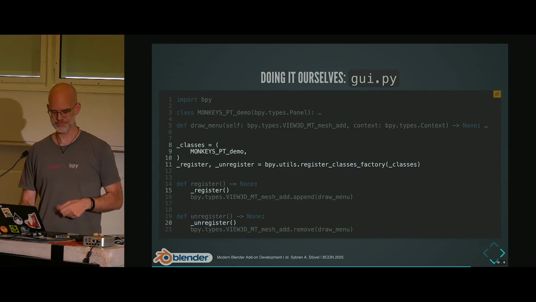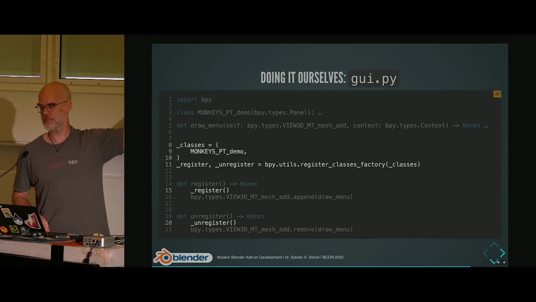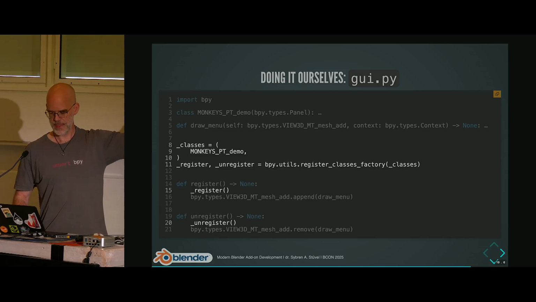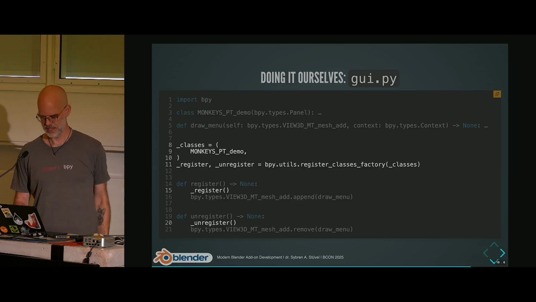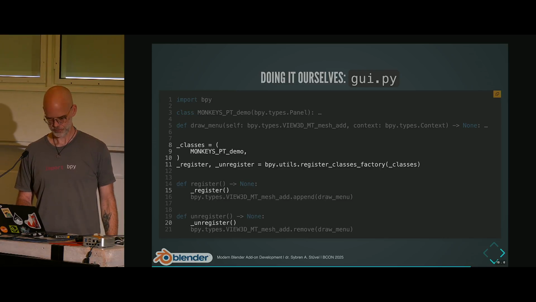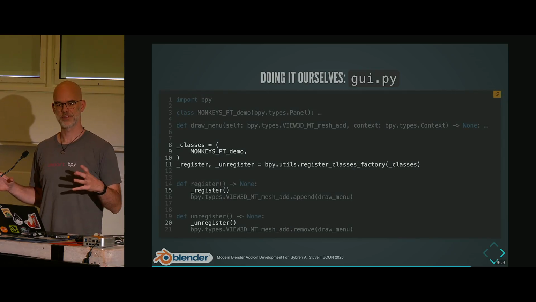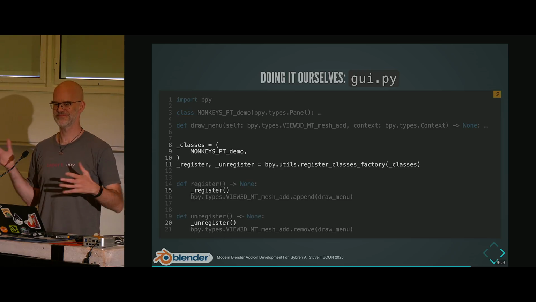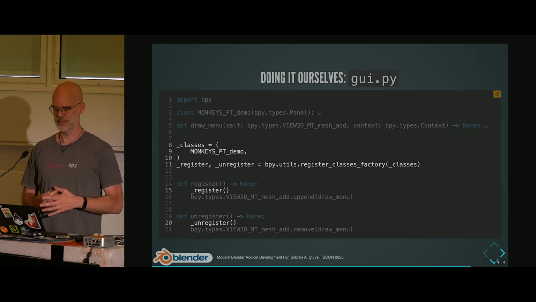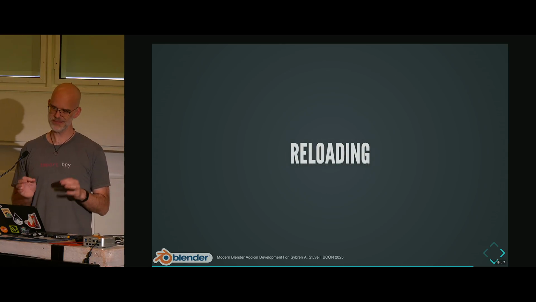So what I typically do is the exact same trick, I just name them differently. And then in my register, I call the underscore register. In the unregister, I call the underscore unregister, and then it's done. So this gets rid of the auto load magic, finding what we made, and then registering everything. Then we get to the reloading, which is slightly different.